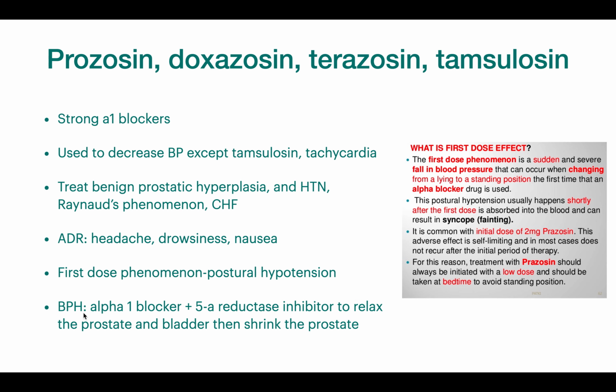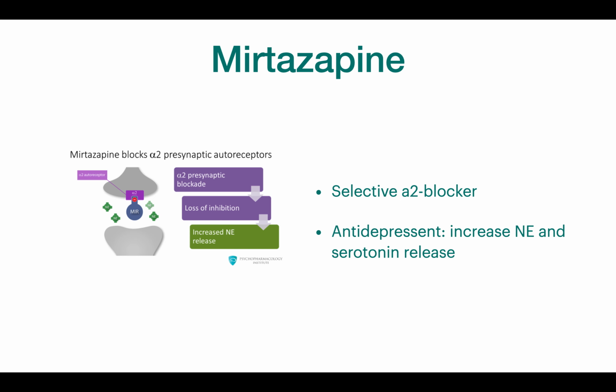So in benign prostatic hyperplasia, it's in elderly males. You want to give them first an alpha-1 blocker, particularly tamsulosin, and a 5-alpha reductase inhibitor. The alpha-1 blockers relax the prostate, and the 5-alpha reductase inhibitor is going to shrink the prostate.